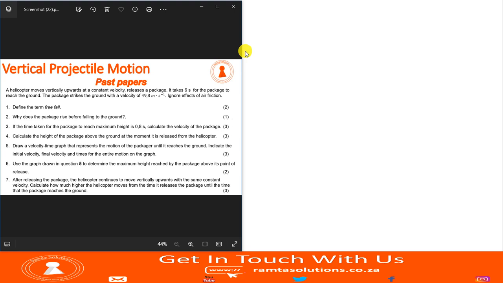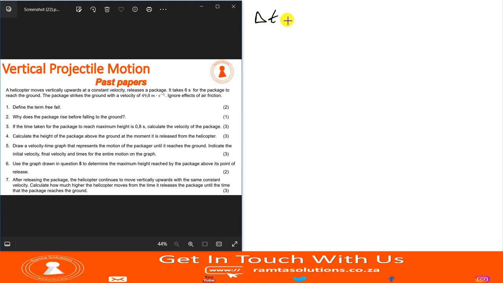So, this is a question from my beloved province, Bokone-Bophirima, the Northwest Province. The paper was written in September 2022. It reads as follows: A helicopter moves vertically upwards at a constant velocity and then releases a package. It takes 6 seconds for the package to reach the ground.